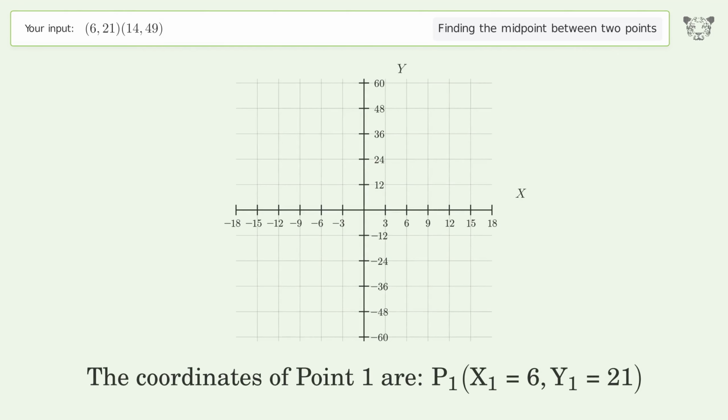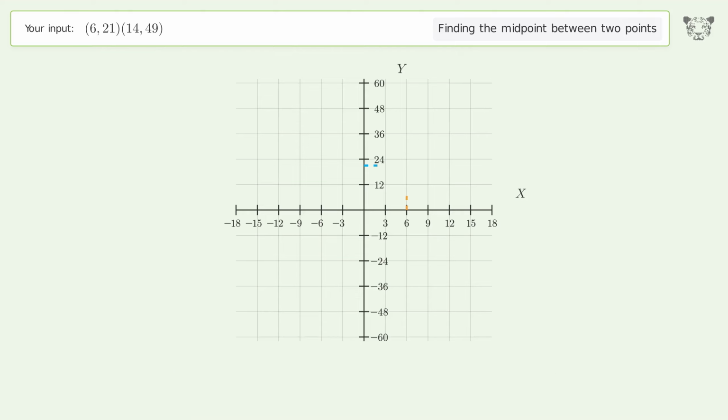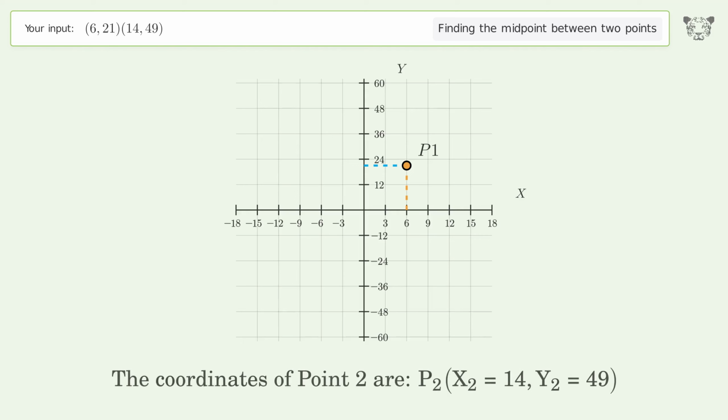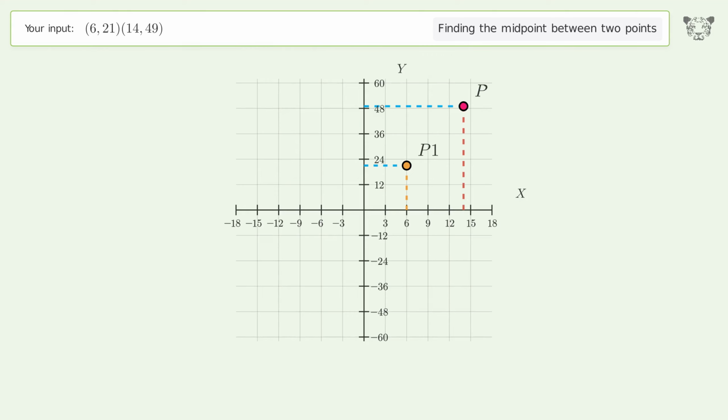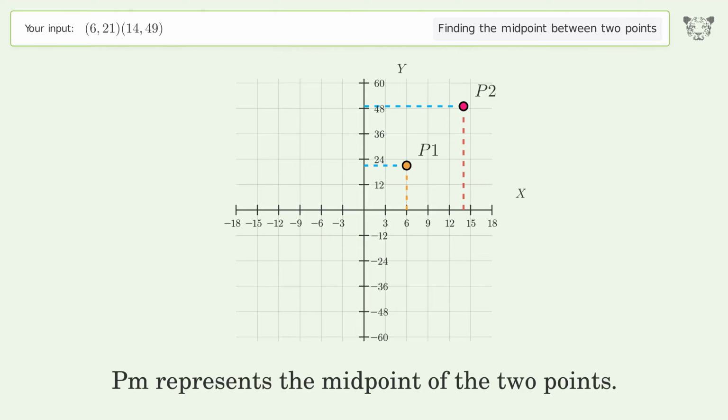The coordinates of point 1 are x1 equals 6, y1 equals 21. The coordinates of point 2 are x2 equals 14, y2 equals 49. PM represents the midpoint of the 2 points.